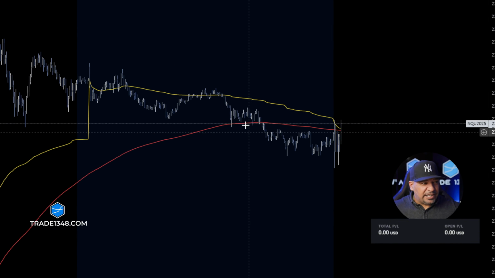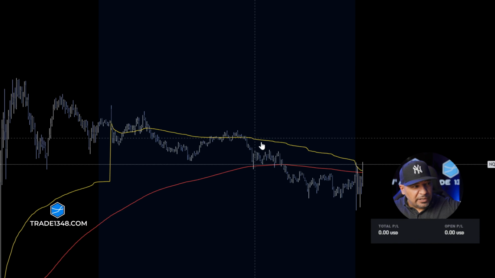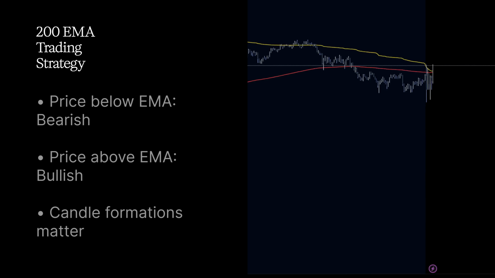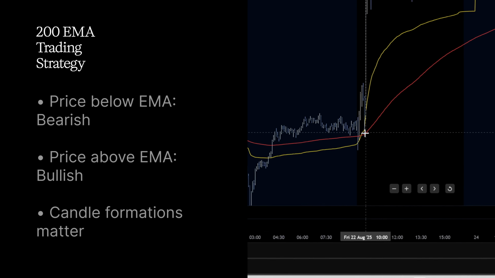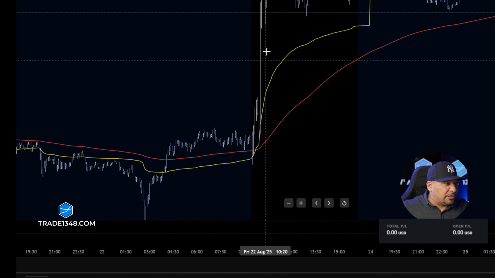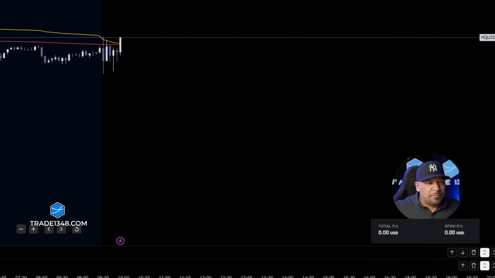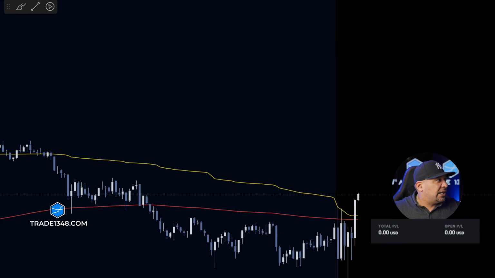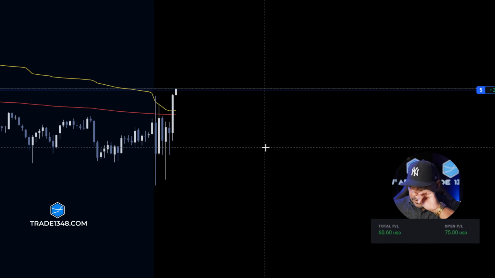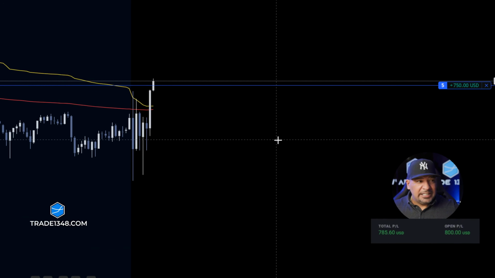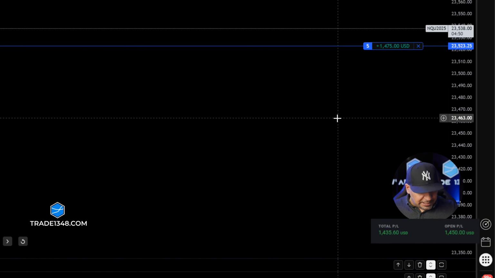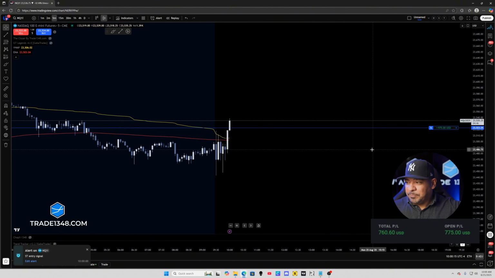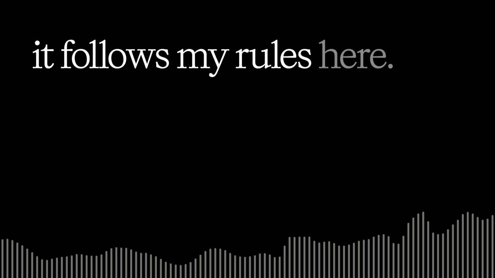When price is below both VWAP and the 200 EMA, we're extremely bearish. If we're above the 200 and VWAP, we're extremely bullish, as you can see here. Now, we have a candle forming here, potentially a candle close. If we get a hold, I have to take that trade. Now, I'm in this trade, guys. As you can see, let me zoom out. I had to take that trade on the candle close because it follows my rules here.